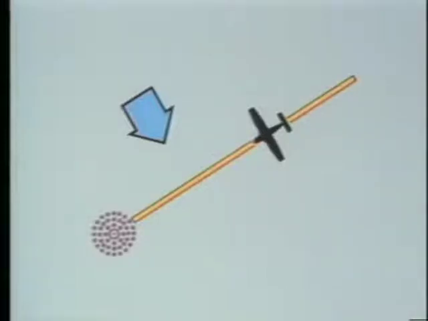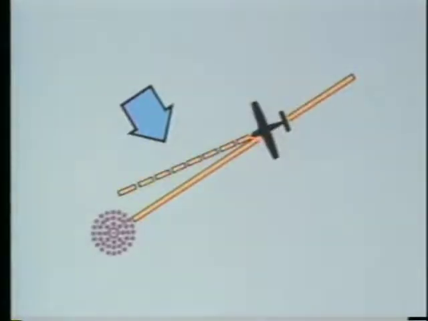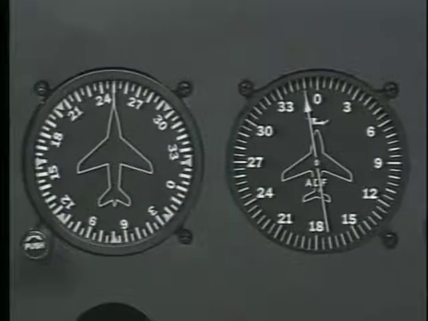When you have turned back on the desired course, it will be necessary to establish a crab angle to compensate for wind, in this case 10 degrees. Since the airplane is crabbing to the right to maintain course, the ADF needle will indicate that the station is to the left.